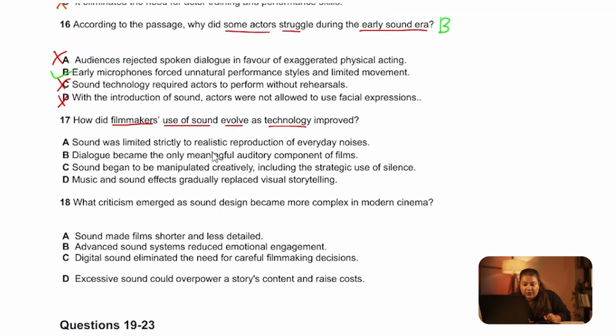So let's go back. Sound was limited strictly to realistic reproduction of, no. We'll eliminate this option. It does not say that. Dialogue became the only meaningful auditory component of films. Not really. Sound began to be manipulated. Yes, it did say that. Filmmakers began to manipulate sound creatively. We'll look at option D. Music and sound effects gradually replaced visual storytelling. So we don't have anything talking about replacement. So my answer to this question will be option C because it did clearly say how filmmakers with the development of sound started to manipulate it creatively. So option C is going to be the answer for question number 17.